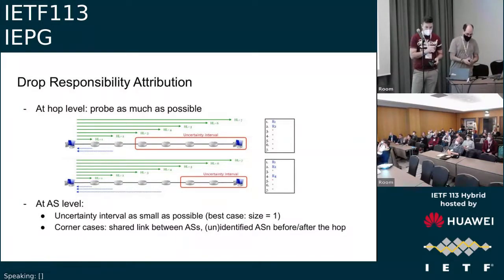I'm alive. So, second case: identified or unidentified AS number before and after the hop. You might or might not have identified some AS number before and after the hop in question, and so you might or might not identify your AS here. The best case is that your interval spans only one AS, and problems come when your interval spans two or more ASes. Next slide, please.